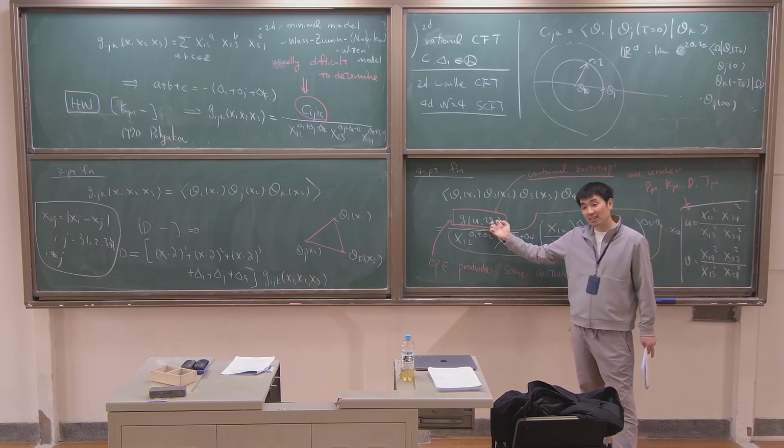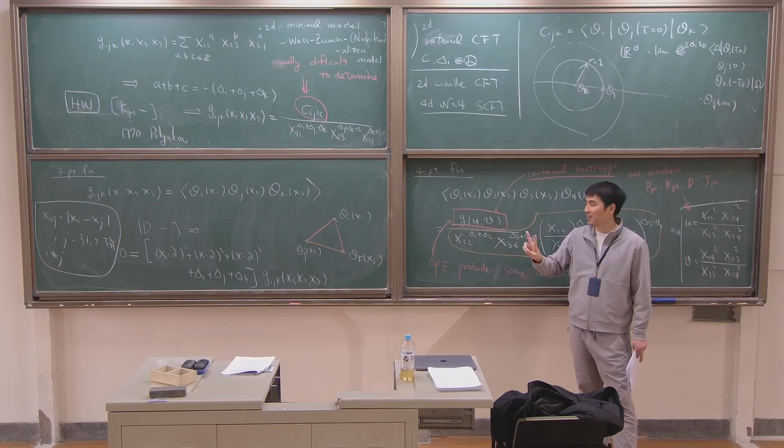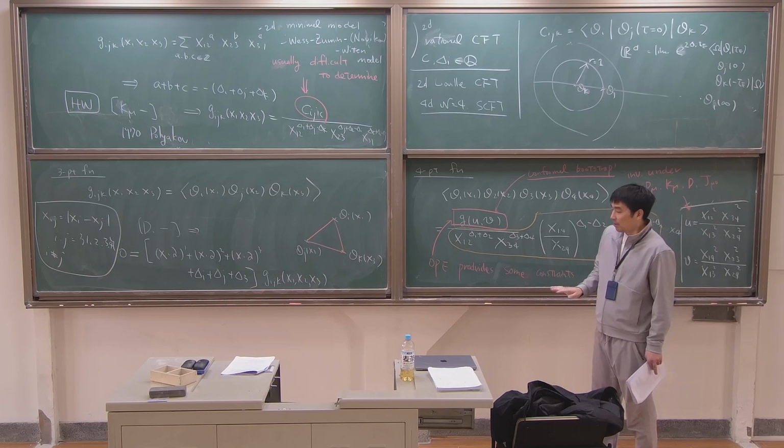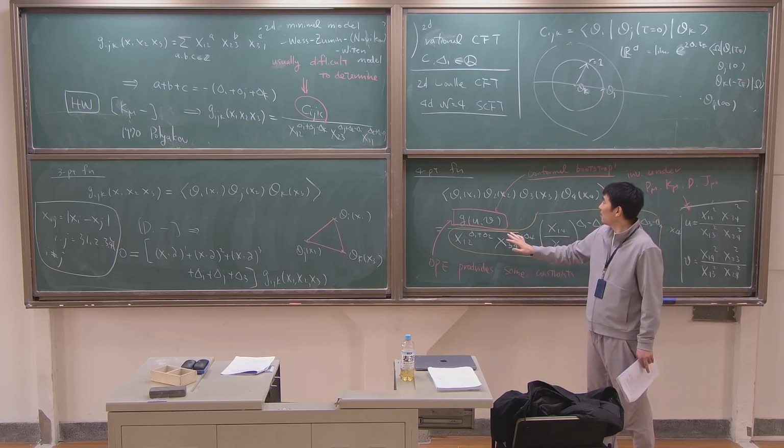This function, in 2 dimensions, is called the conformal block. The conformal block in 2 dimensions has so-called Virasoro symmetry. The Virasoro symmetry determines this uniquely, which we are going to learn from now.